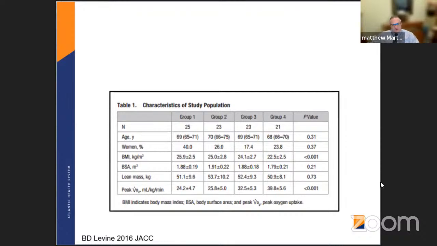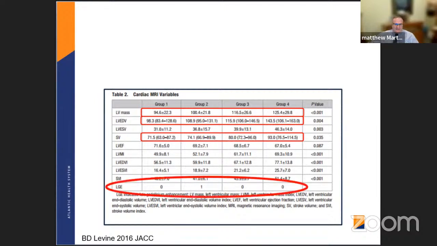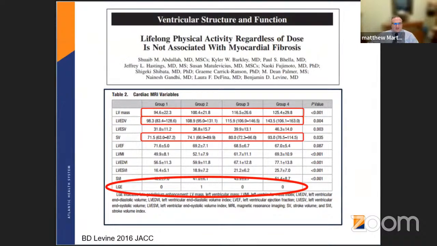No risk factors, no known coronary artery disease. And what they found based on the group was very few changes. They had an increase in LV mass, they had a change in end diastolic volume, and appropriately their stroke volumes were different the more athletic they were as you moved on to group 4. But they didn't find late gadolinium enhancement, which I think is really important to identify. This was an older group as well. And what they concluded was that lifelong physical activity, regardless of the amount, was not associated with myocardial fibrosis.